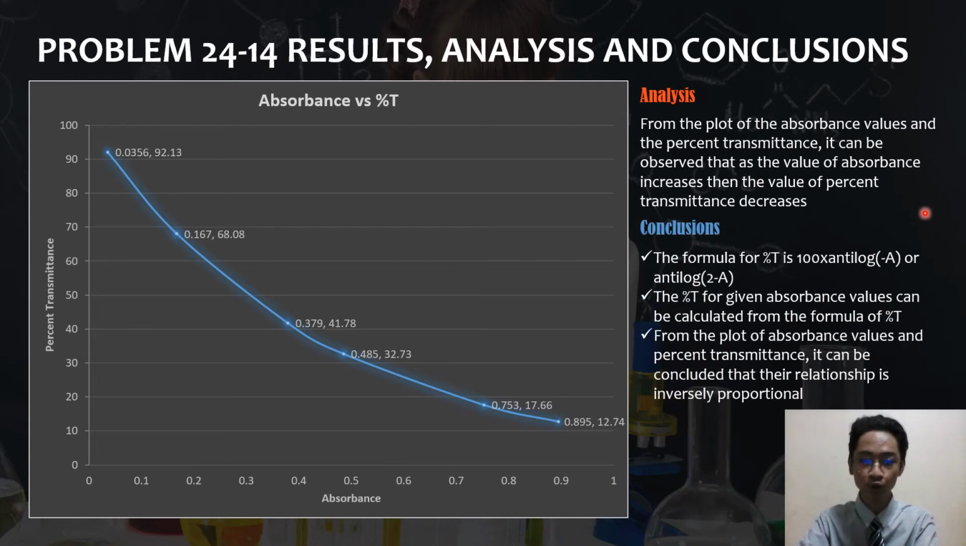And lastly, for our conclusions, for problem 2414, the formula for percent transmittance is 100 times anti-log of negative absorbance or anti-log of 2 minus absorbance. The percent T for given absorbance values can be calculated from the formula of percent T, which I stated earlier. And last conclusion, from the plot of absorbance values and percent transmittance, it can be concluded that their relationship is inversely proportional.